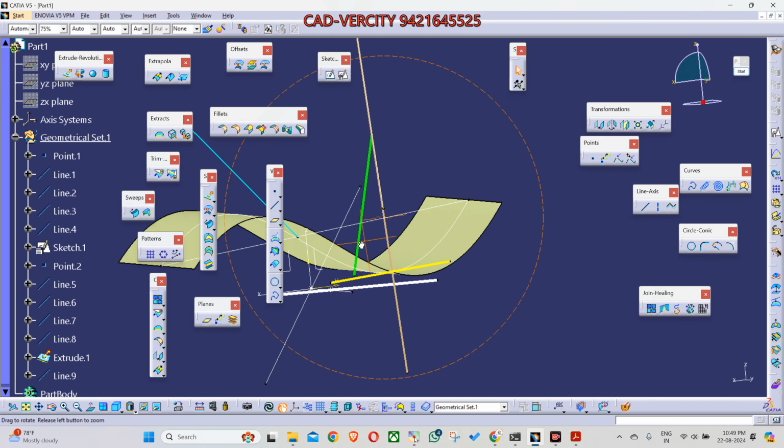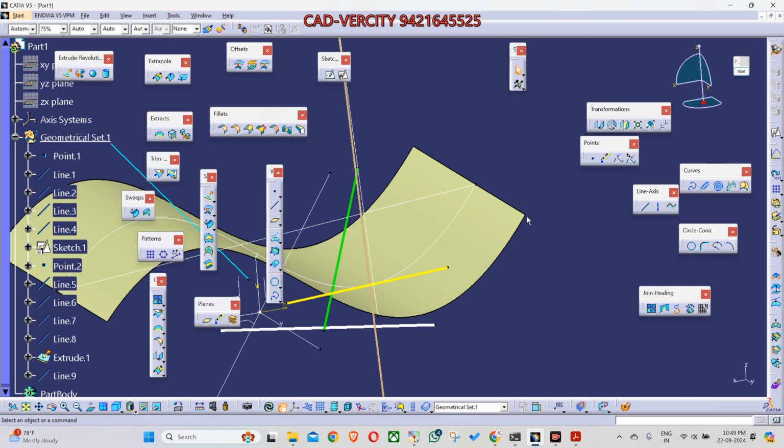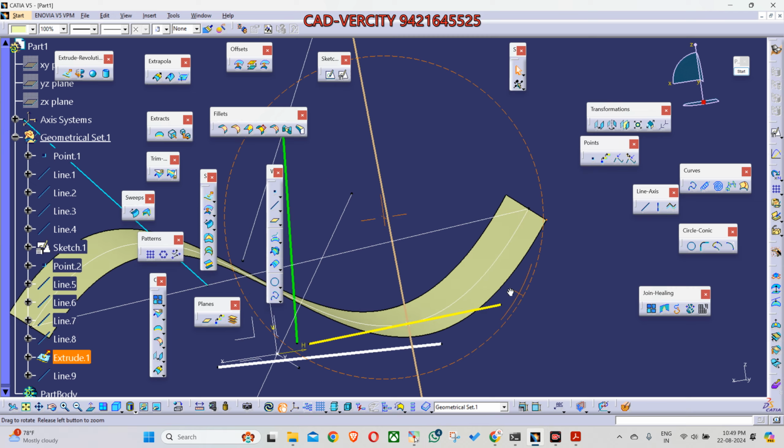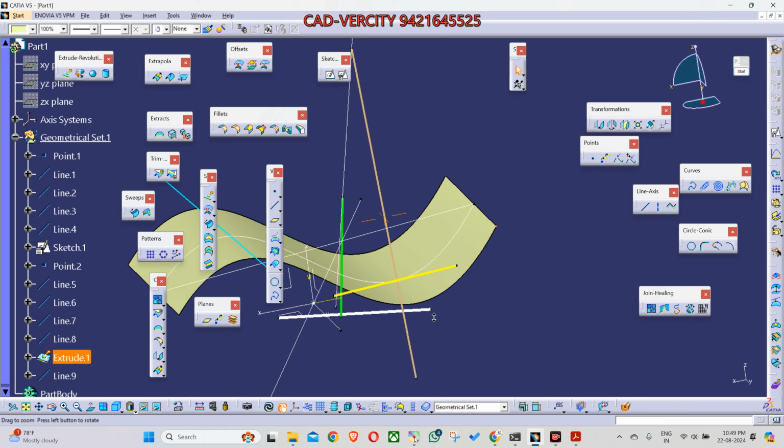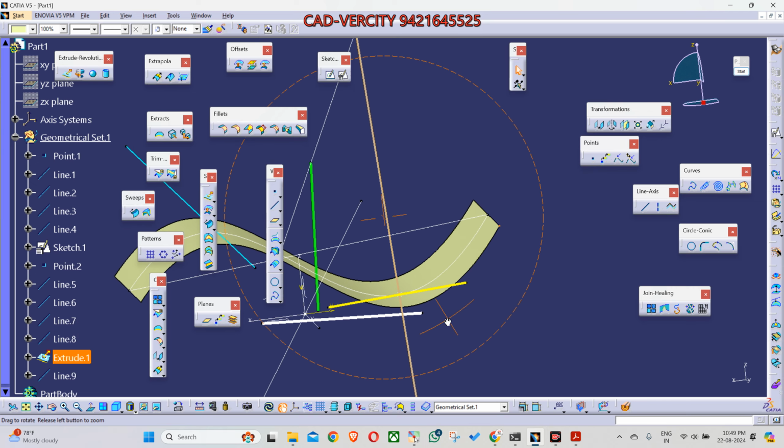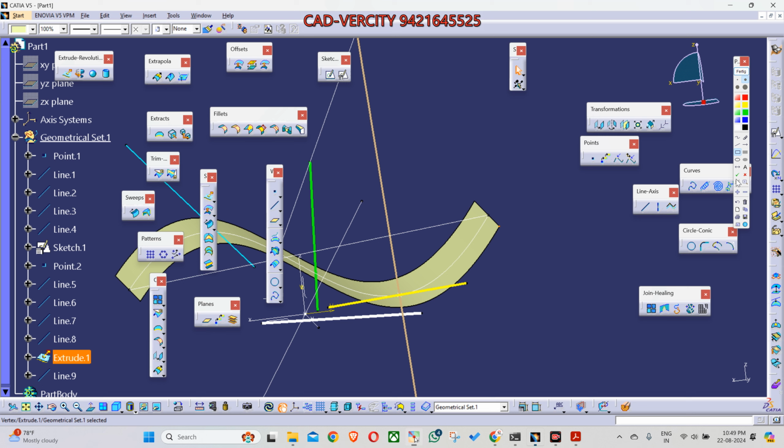Now tell me, suppose I'm using this corner as my input for the point. What will be the orientation of the line? Same, perpendicular to the surface. Will it be something like this, like this, like this? In which direction will it go?